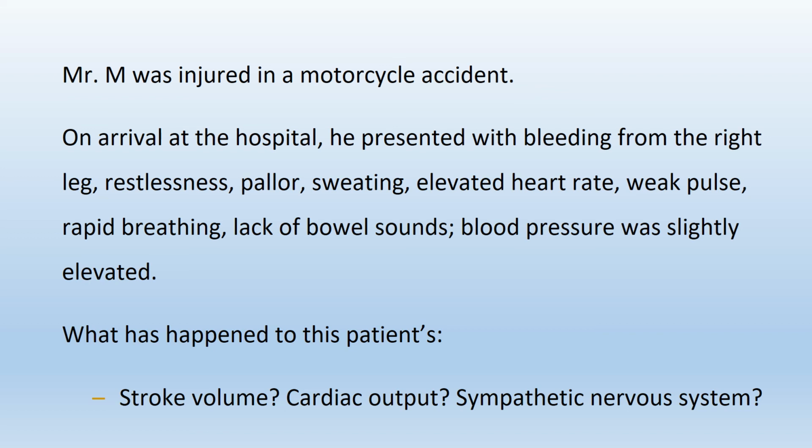Cardiac output is decreased. And remember, stroke volume is the amount of blood ejected with each heartbeat, and cardiac output is the amount of blood ejected in 1 minute. So if the stroke volume is decreased, the cardiac output is decreased. And the sympathetic nervous system has definitely been stimulated as a result of the decreased cardiac output. That's why the heart rate has increased, the breathing rate has increased, and blood pressure is slightly elevated.